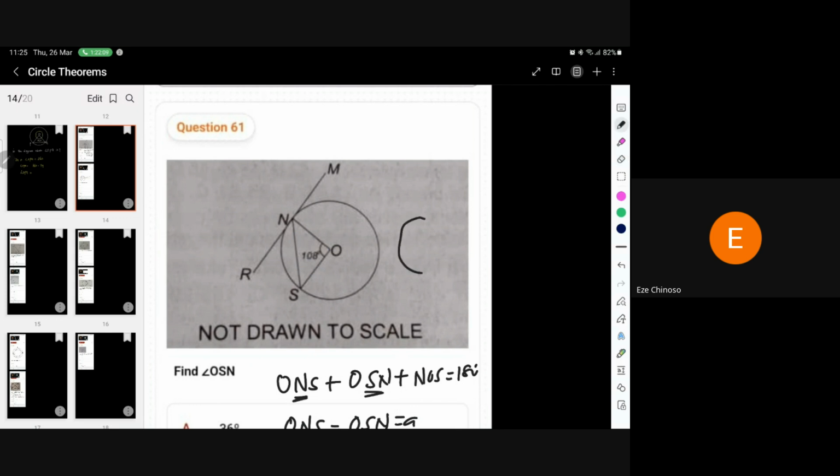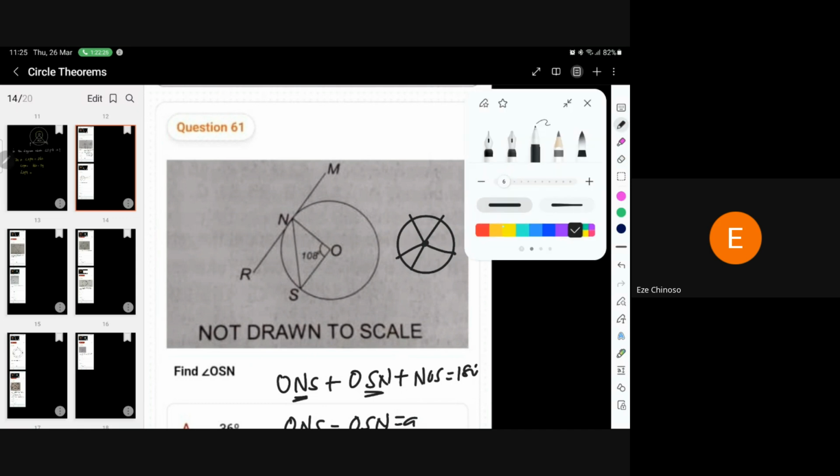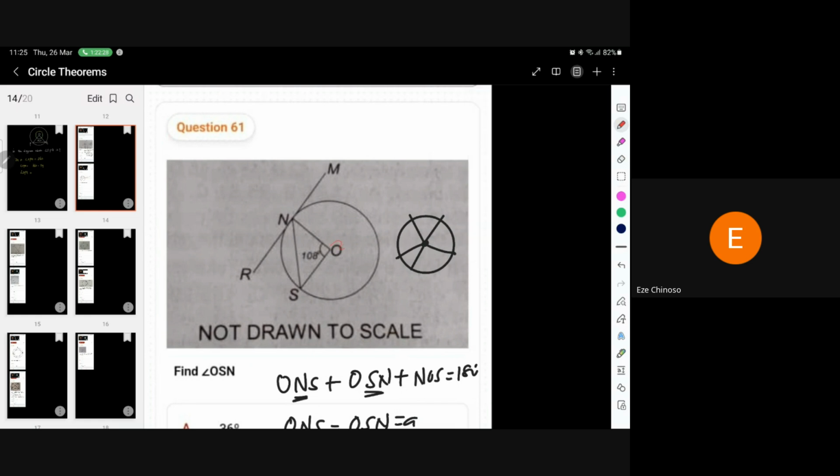You have a circle, with a point at the center. You know that the radius will be equal anywhere. Any line you draw from the center of the circle, that radius is going to be the same all through, isn't it? Do you agree with me? Good. If you agree with me, then check this. This is a point at the center.